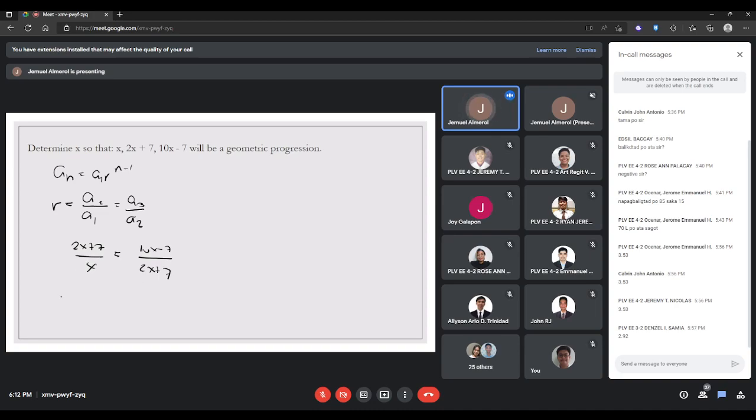Right? So, we have 2x plus 7 squared, cross multiply. Okay? We have x times 10x minus 7. So, if we expand this, we have 4x squared plus 28x plus 49 equal to 10x squared minus 7x. Okay? So transpose everything to the right side. So we have 10x squared minus 4x squared, that would be 6x squared. Negative 7x minus 28x, negative 35x. And then minus 49.